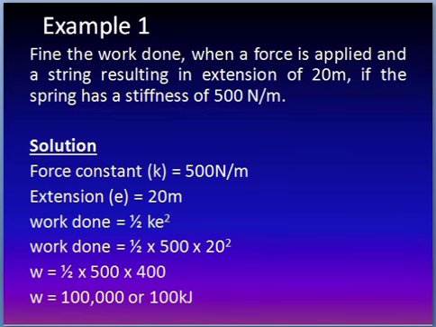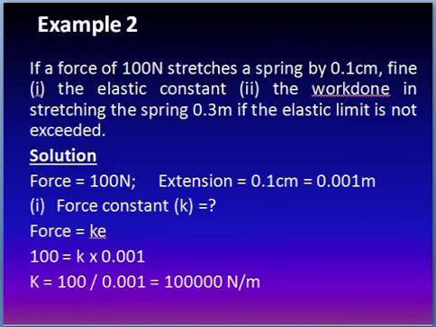So we recall our work done, which is given as 1/2 Ke squared, which is force constant times extension squared. So we substitute the value of our force constant and extension into this expression. We end up having our work done as 1/2 times 500 times 20 squared. The square of 20 is 400. So our work done is now 1/2 times 500 times 400. When this is simplified, we end up having our work done to be 100,000 joules or 100 kilojoules.